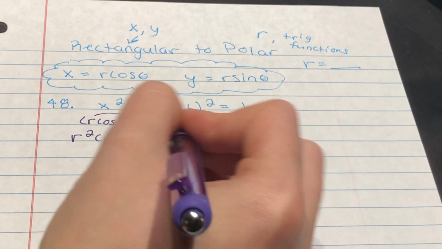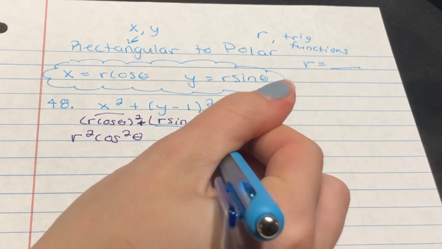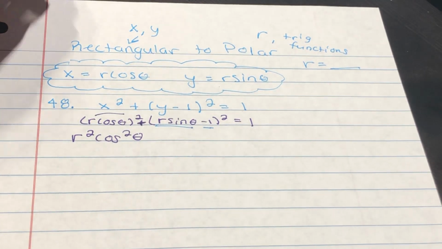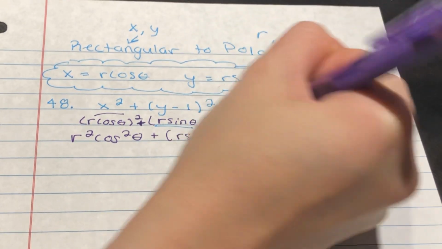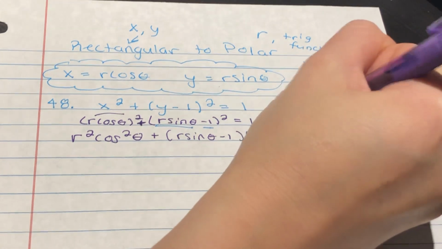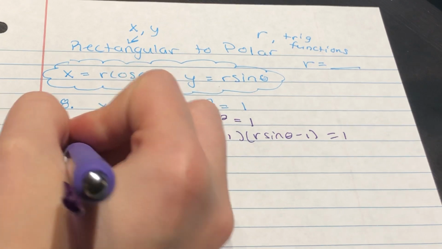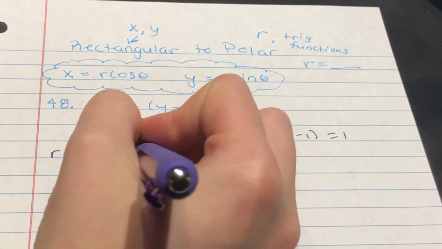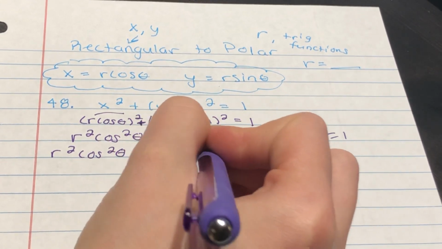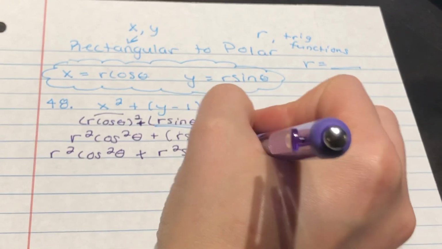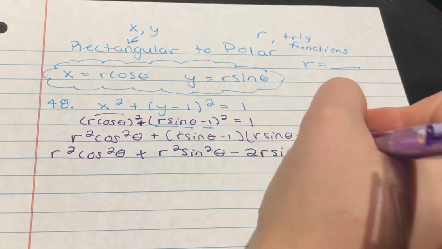And then now this, you got to be careful, because I know you guys like to do this, but you can't just square that and square that. Remember, you got to break it up and do FOIL. So we're going to have (r sine theta minus 1) times (r sine theta minus 1) equals 1. So we got r squared cosine squared theta plus, let's FOIL this out, so we'll get r squared sine squared theta minus 2r sine theta plus 1 equals 1.